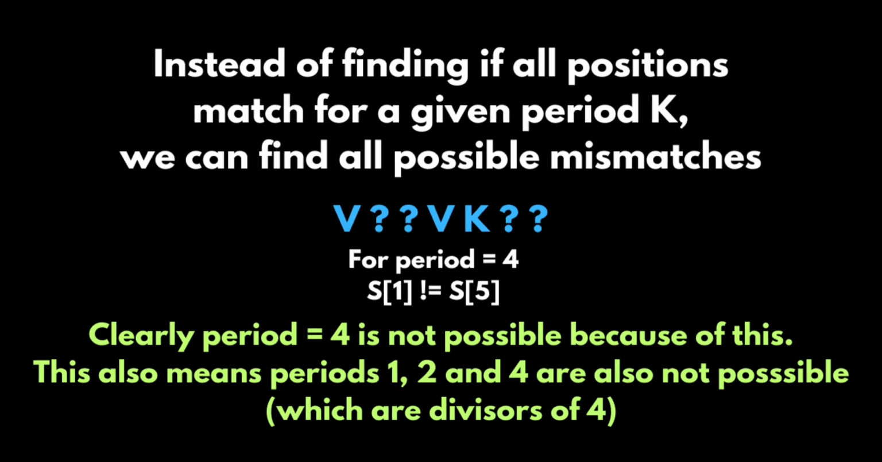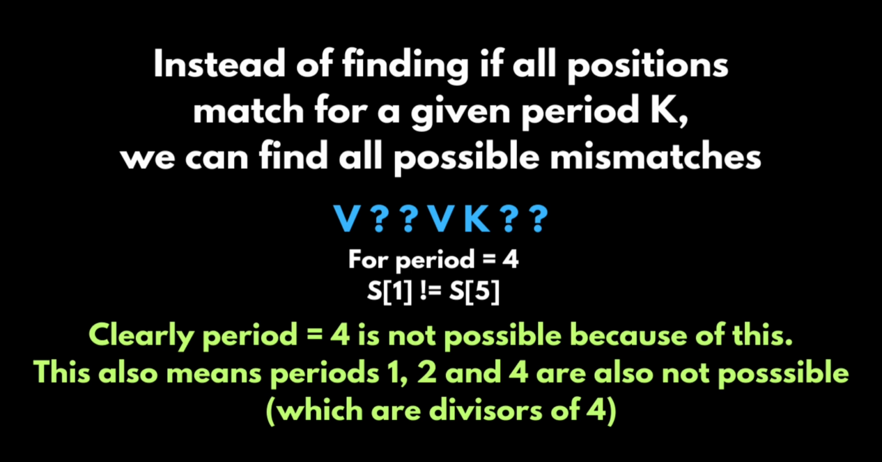Now, how do we find out for all k possible whether this k period is possible or not? Instead, we can find out all positions where a period is not possible. How can we do that? We know that v and k cannot match, or k and v cannot match. Question mark can be converted into any of the characters. So we only care about what are the positions of v and k.